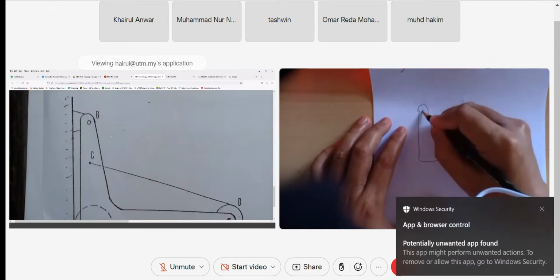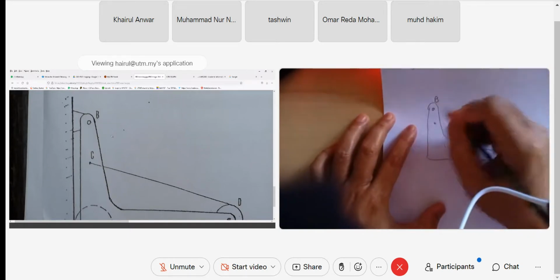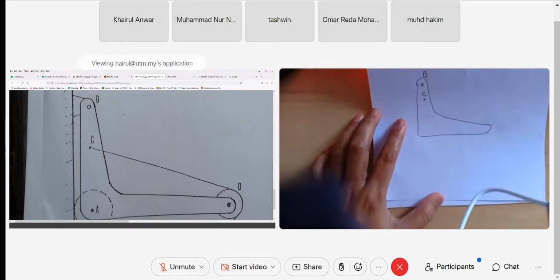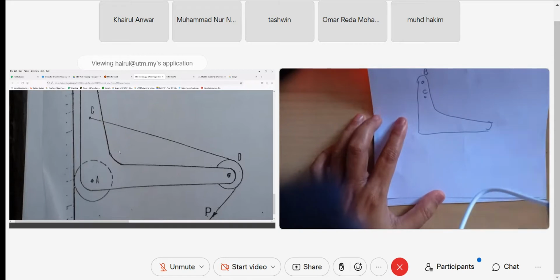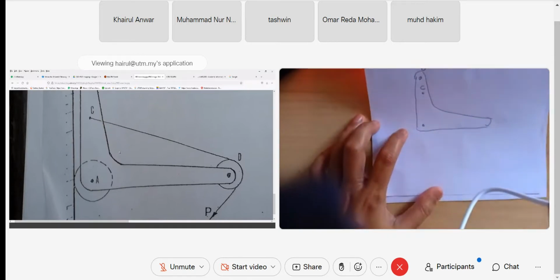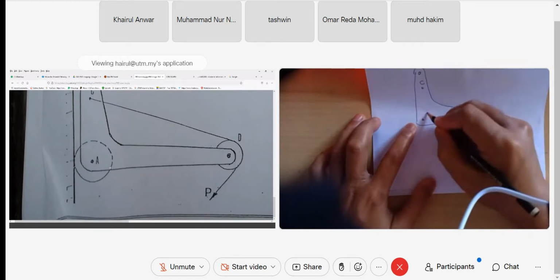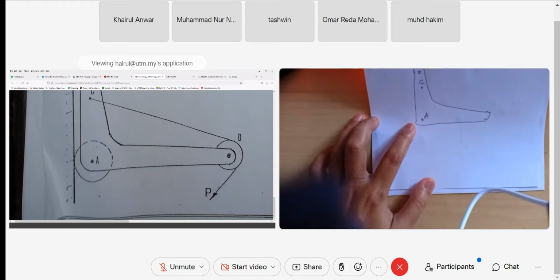Okay, at B we have a pin joint and at C we have a rope. This is B, this one is C, ada rope, ada string or rope. At A, A is a pin, okay, A tu apa? Pin joint ke roller? It's a roller, right? A is roller. Remember, nampak tak? That is a roller, a wheel or roller.